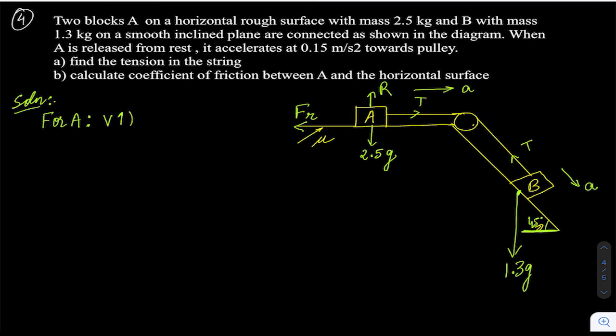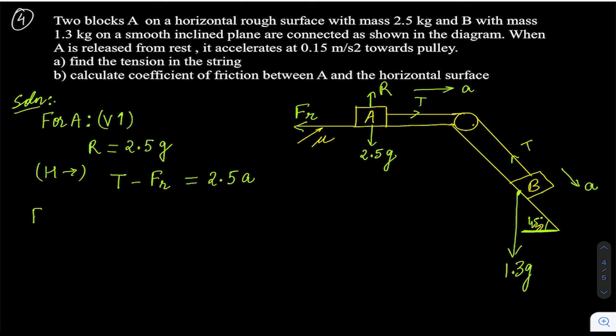In the vertical direction, what's happening? In the vertical direction, R will be equal to 2.5 g, right? Because it is not moving in the vertical direction. For the horizontal direction, we have an acceleration to the right. So what is the net force towards the right? Tension minus frictional force. Why it is minus, I am telling you again, is because friction is in the opposite direction to tension. So we need the net force in the right direction. So tension minus friction will be equal to 2.5 times A. So this is my equation for A.